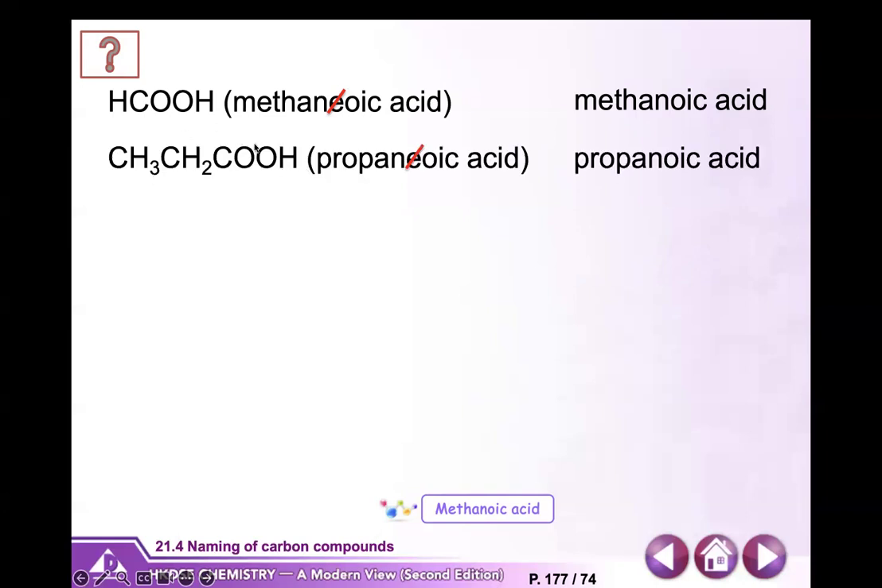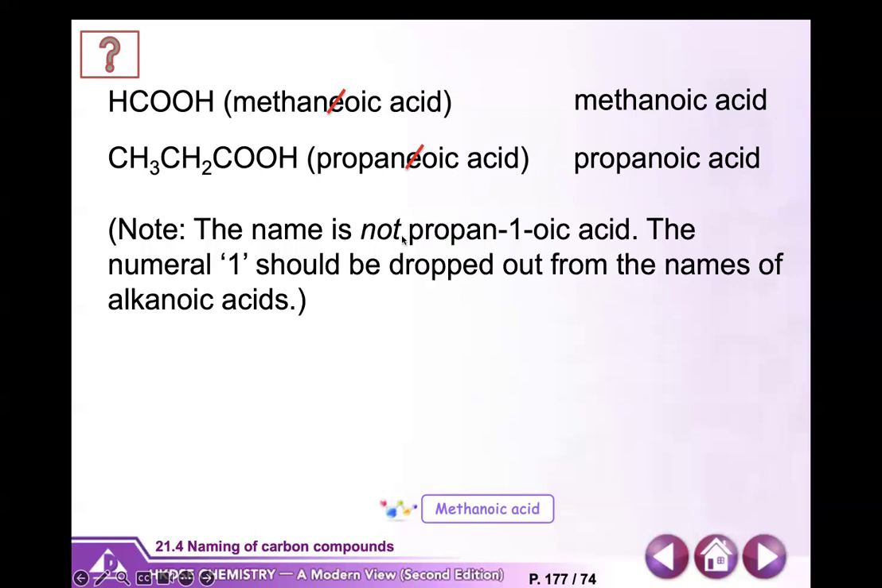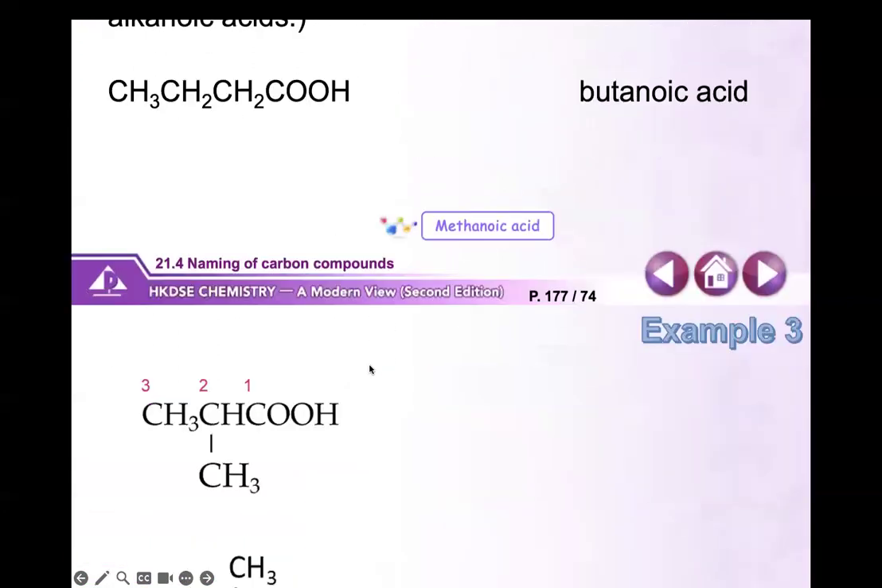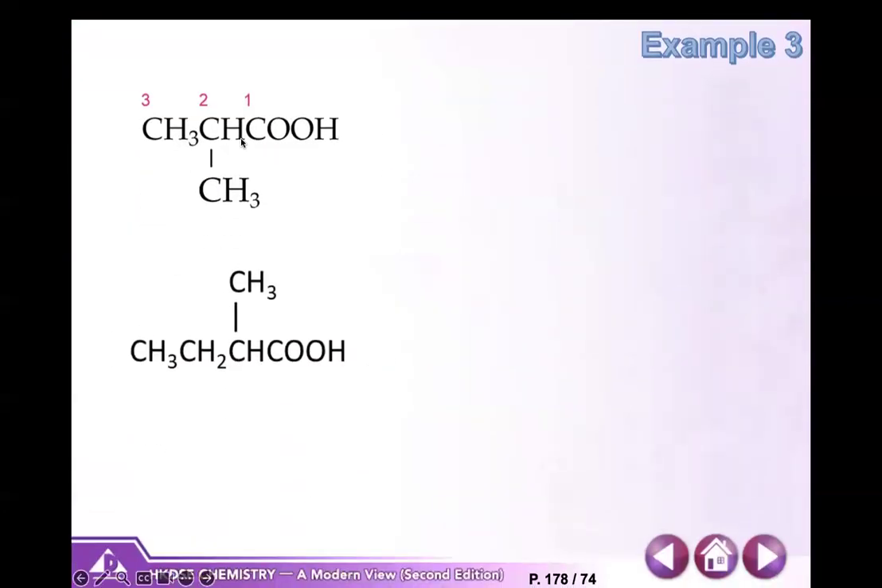The second one is ethanoic acid that we have shown, while the third one should be propanoic acid. So there are 3 carbons there. We don't need to write the 1 in front of oic acid, because the oic acid must be at the first carbon. We should label it as the first carbon. That's why the next one is butanoic acid and so on. As we label the first carbon as the carboxyl carbon, the methyl group will be on the second carbon. So the name of it will be methyl propanoic acid.